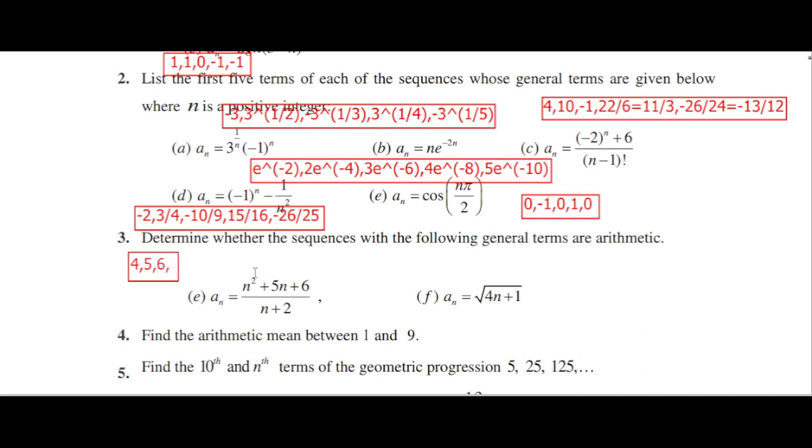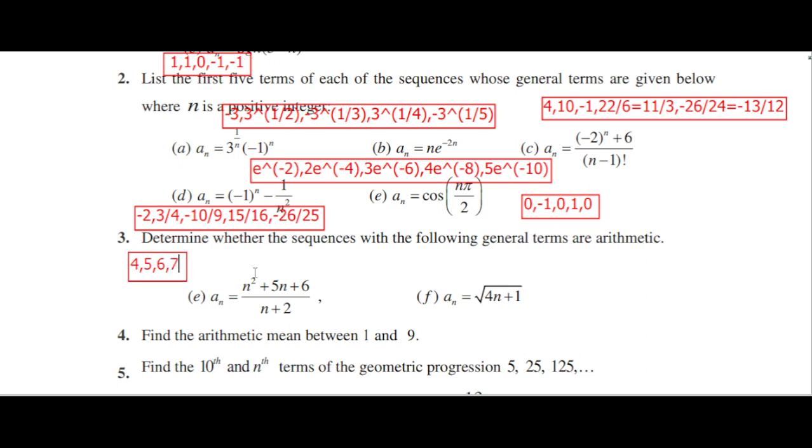Okay, let me add one more. Let's compute the fourth term. 4 squared is 16, plus 5 times 4 is 20, plus 6, over 4 plus 2, which is 6. 16 plus 20 is 36, plus 6 is 42. 42 over 6 is 7.